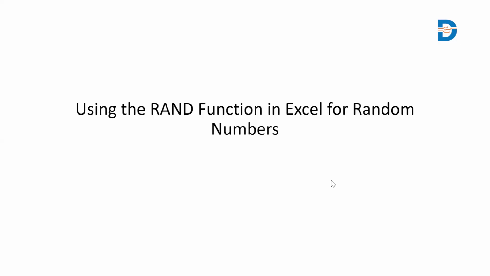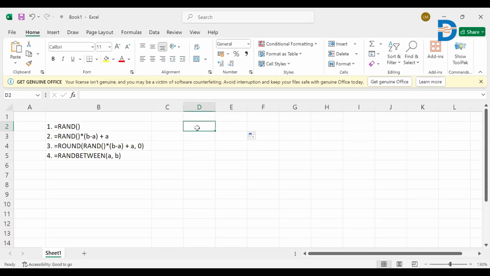Everyone, today in this video we're going to understand how we can use the RAND function in Excel to generate random numbers. The functionality is simple, the formula is only RAND. If you just use RAND and click enter, a random number is generated, but this random number is always within the range of 0 to 1.